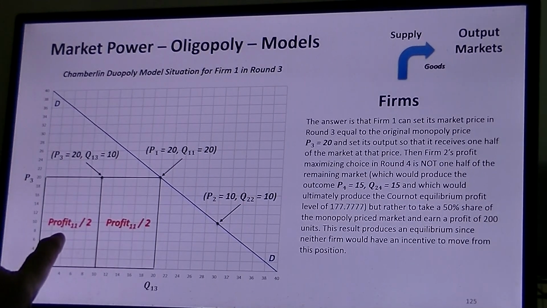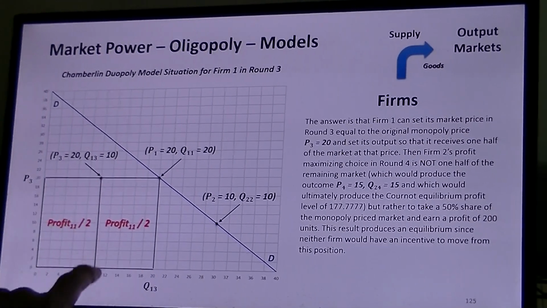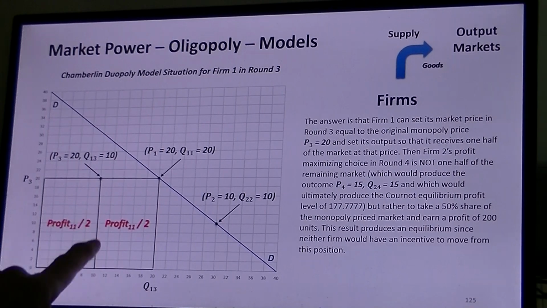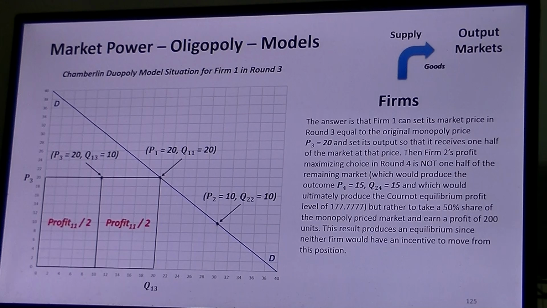Here's the profit of firm 1 in round 1. You divide it by 2. So if they divide it by 2, they'll have a profit of 200. And then firm 2 will say, well, let's see. If I play the Cournot game and I have 30 remaining, firm 1 will say, well, I'll produce 10, but I'll sell it at 20. The market is willing to pay me 20 if I produce only 10, and I'll earn a profit of 200.